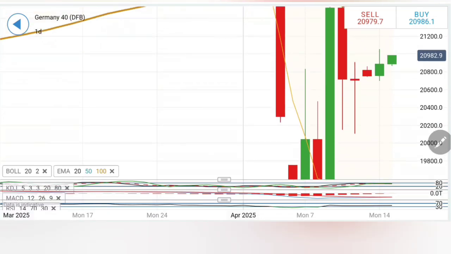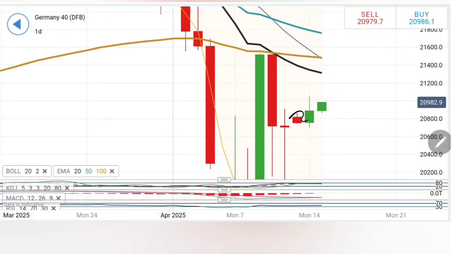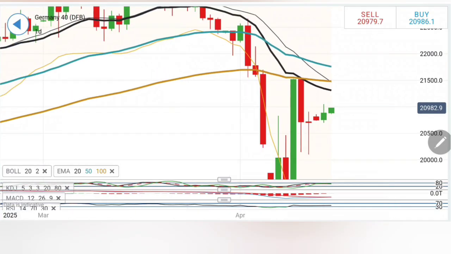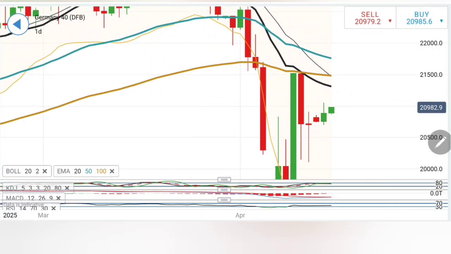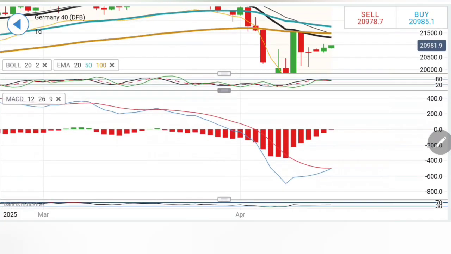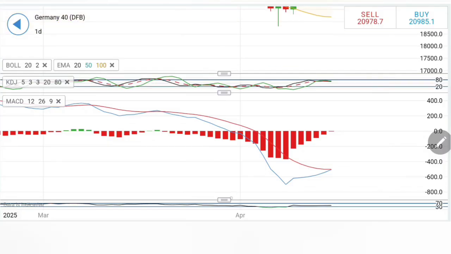On the daily chart, it is creating steps. It has shown a reversal. It appears that Germany 40 is going to move towards 21,400, 21,600 levels very soon. Let's watch out for the breakout today. Any move beyond 21,050, 21,100 should be taken very seriously. It may deliver a stronger move.